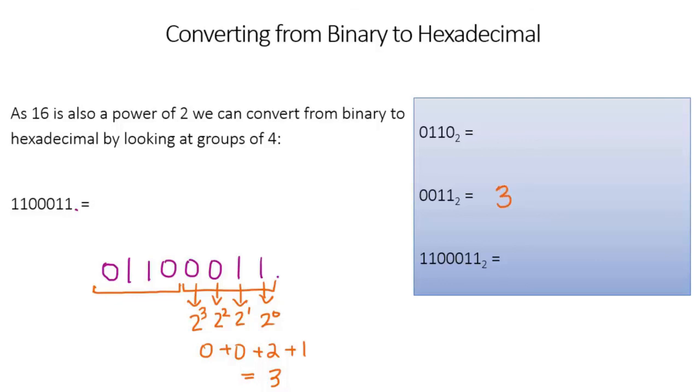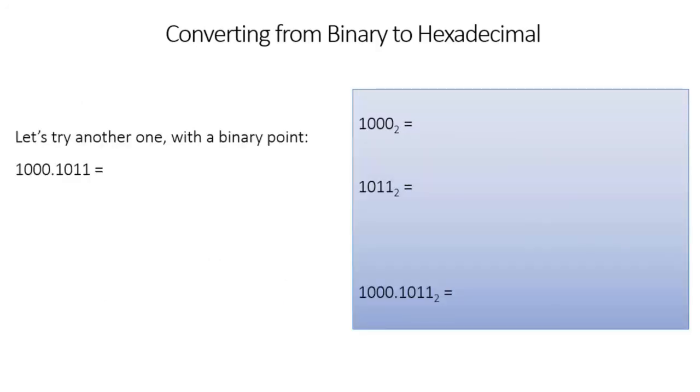Let's do the same thing with the second quartet. And we see that the second quartet does in fact correspond to the hexadecimal number 6. Putting those two together, I can see that our binary value is equivalent to 63 in hexadecimal. And finally, let's try a hexadecimal number that also has a radix point.